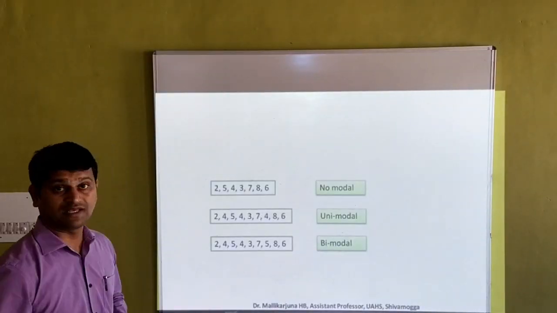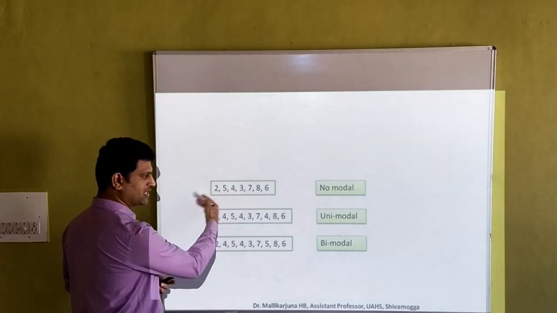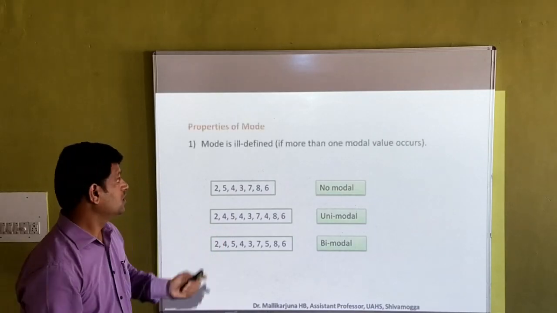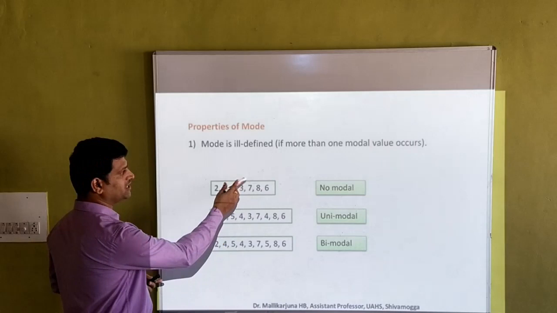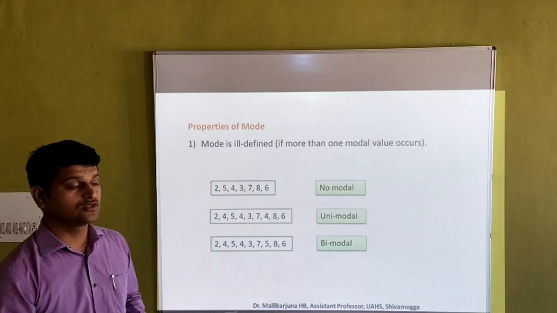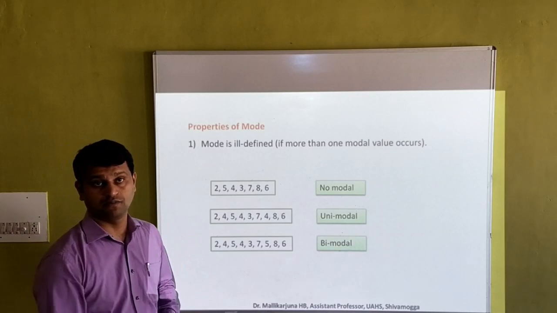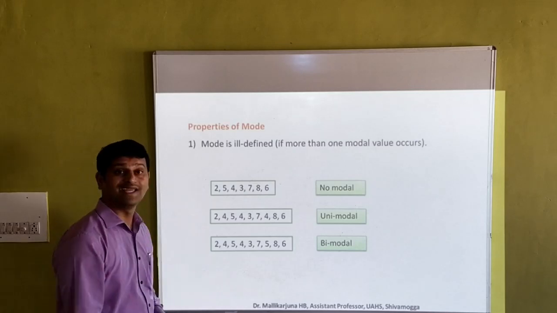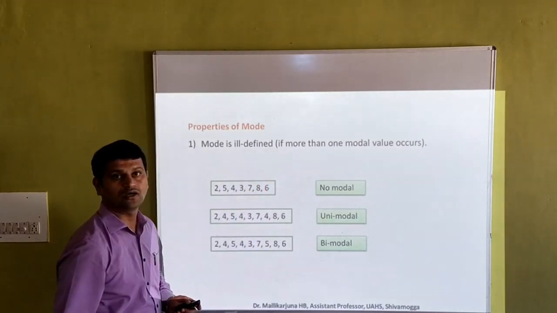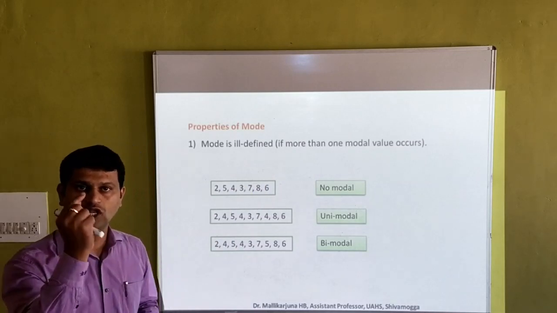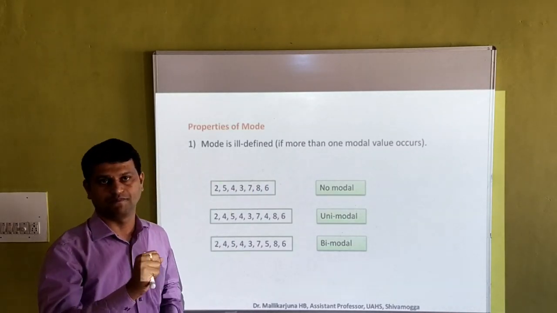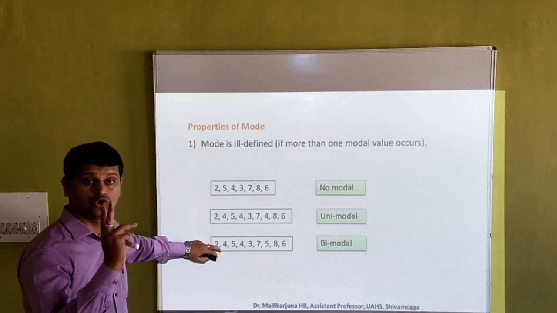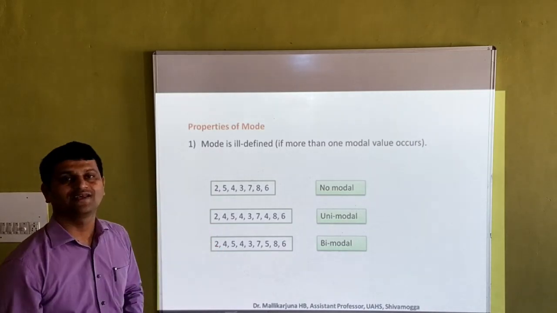I am considering the same examples. Here this is the no modal case, this is the unimodal case, this is the bimodal case. Among the properties of mode, mode is ill-defined. This is a special property compared to the previous averages. The previous ones are all rigidly defined, but this is ill-defined when more than one modal value occurs. We should get only one value from the set of data. But in this example we are getting 2 values for mode. Hence mode is ill-defined.